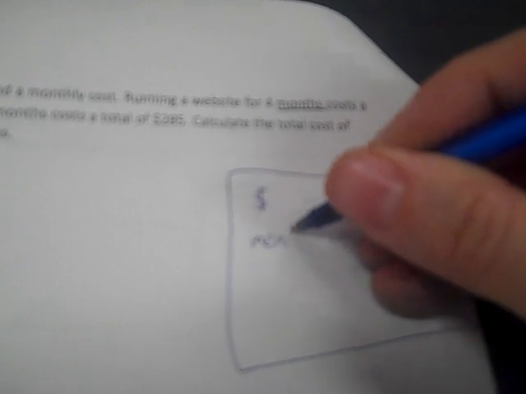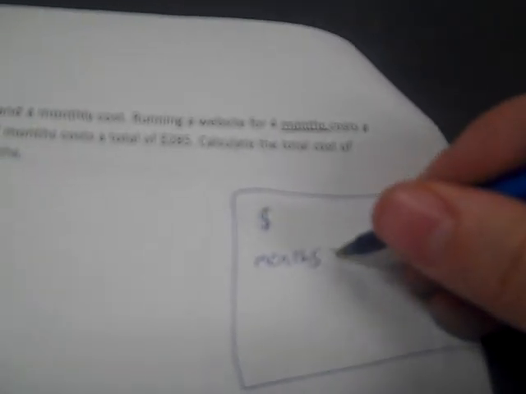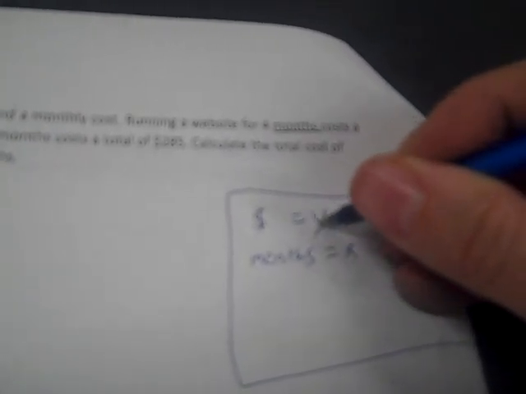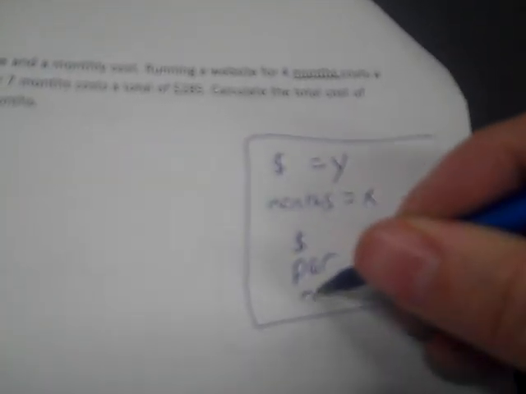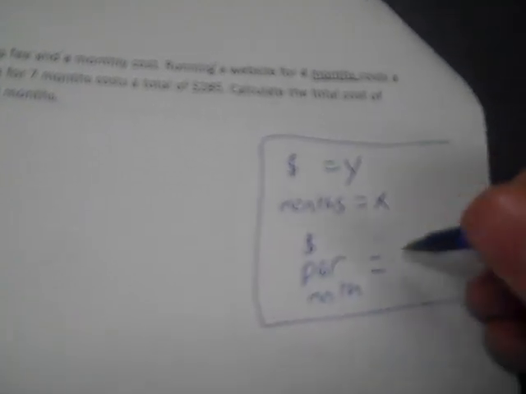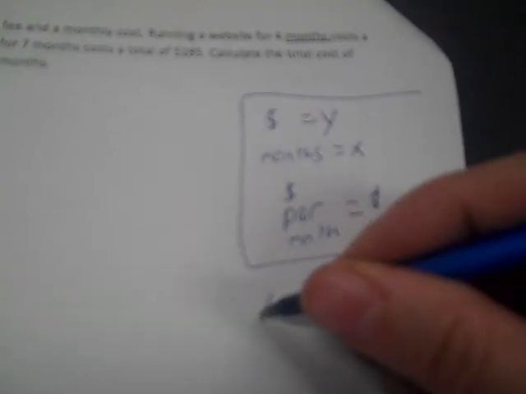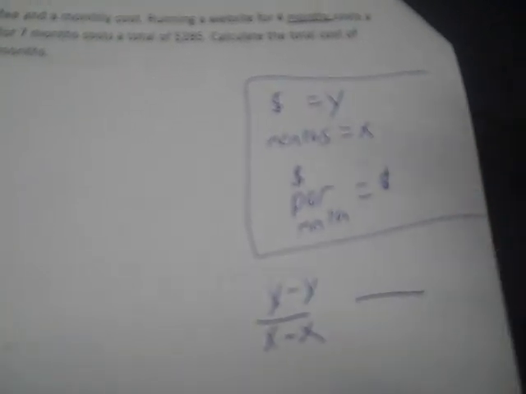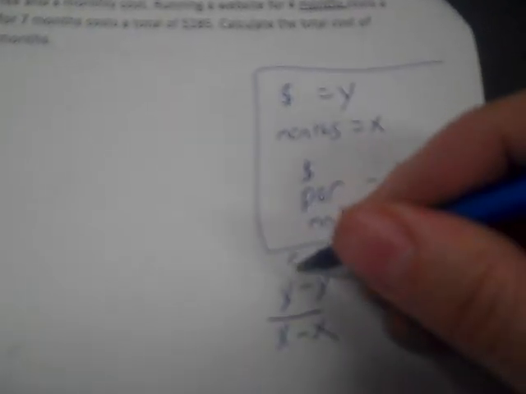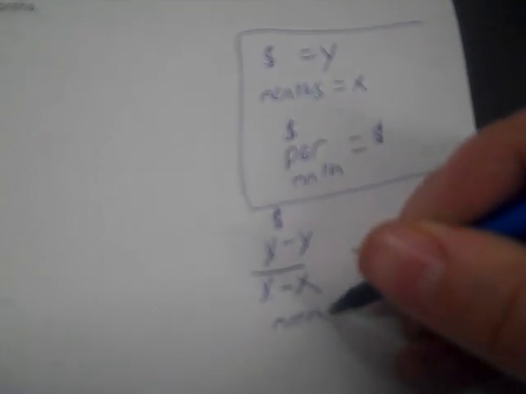So again, I have 2 units working together in the problem. So we have dollars and months. So I assign X to my months and Y to my money. So dollars per month. Now I know there's a dollars per month because it says there's a monthly cost. Okay, but I don't know what it is, so I use, because I've got to find the money amount, y minus y over x minus x. So the y is dollars and the x is months.